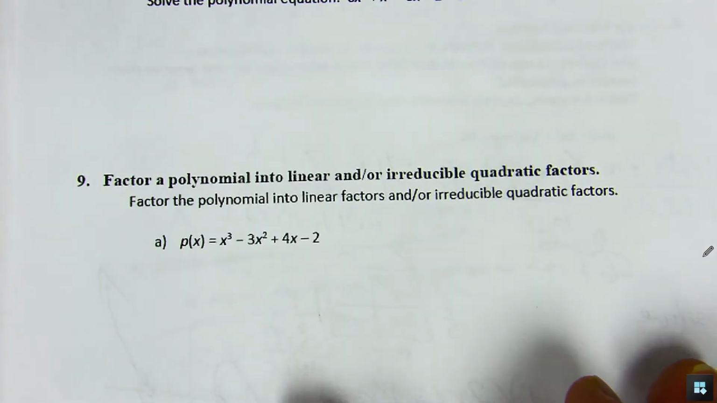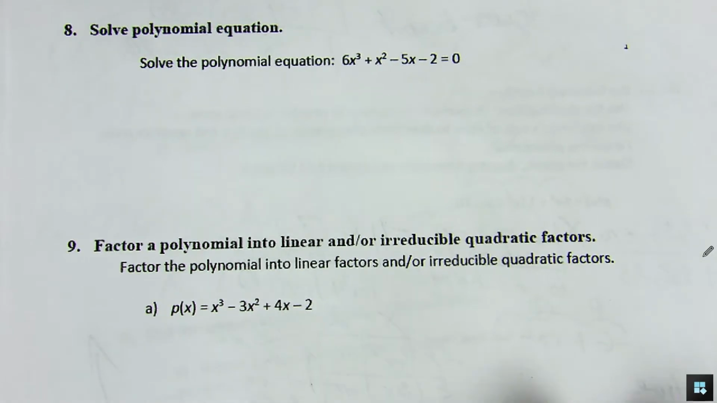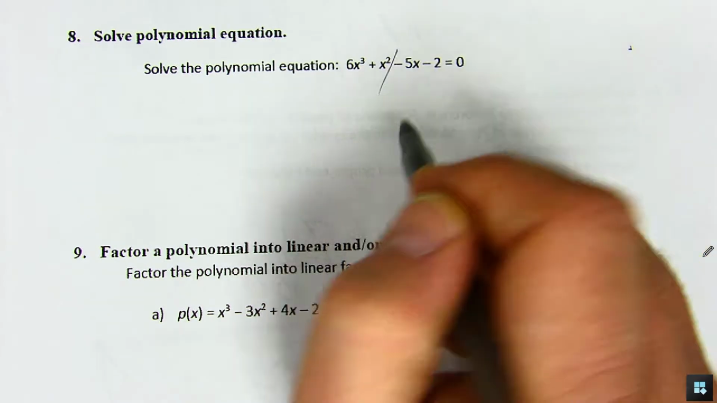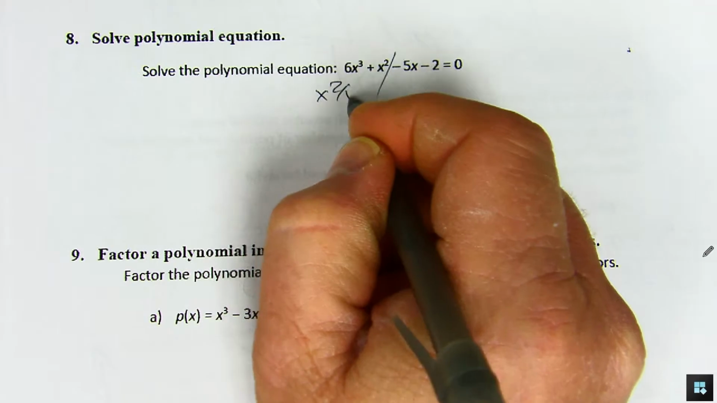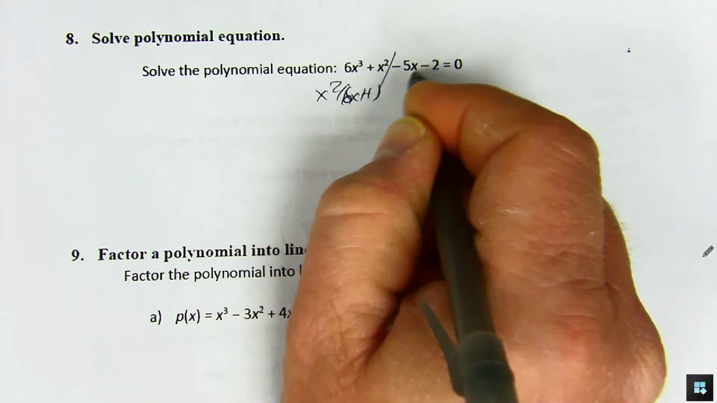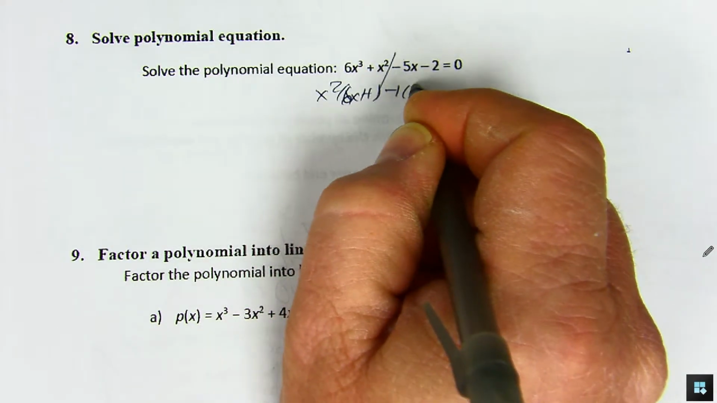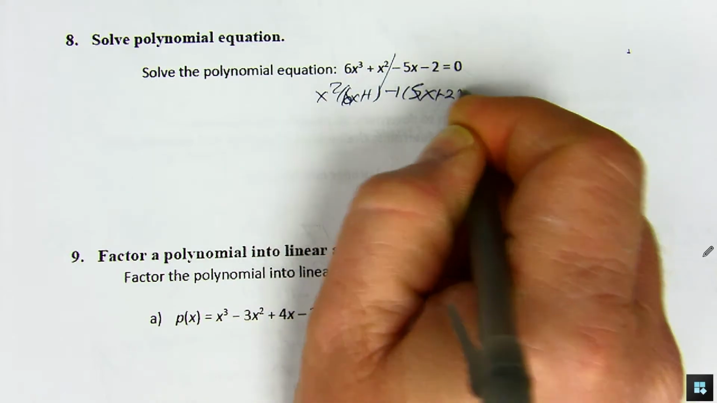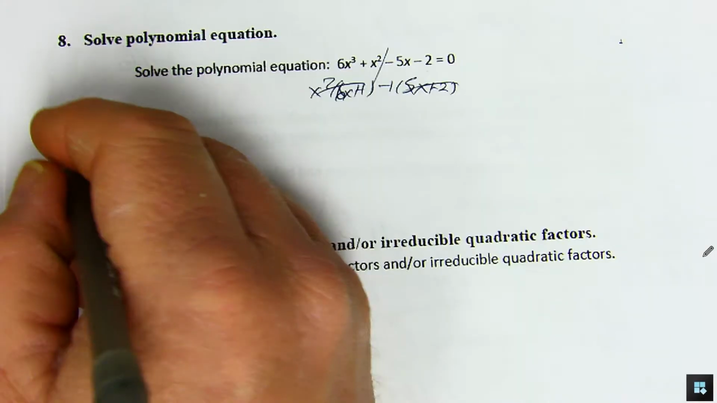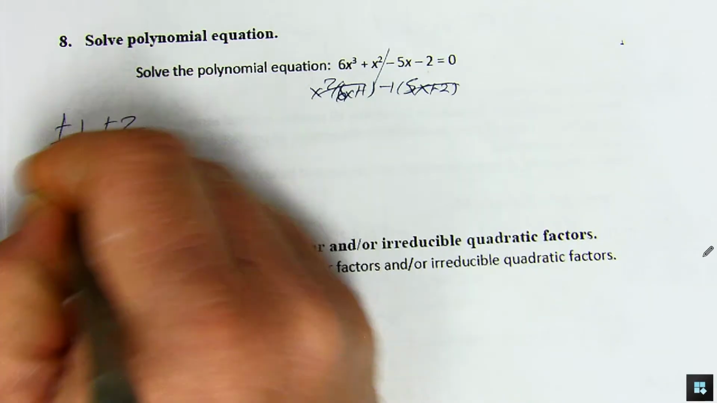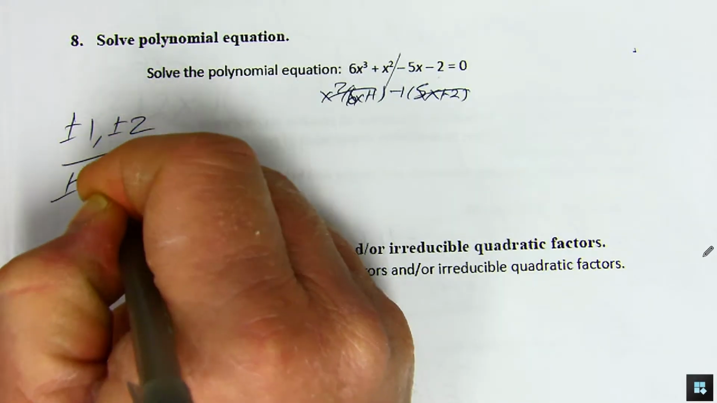Solve the polynomial equation. Here it is. It's equal to 0. If you can factor it, you'll find quickly it won't factor because the x squared is 6x plus 1. You only take out a negative 1 here, giving you 5x plus 2. These aren't the same, so you can't factor. So I take the rational root theorem, plus or minus 1, plus or minus 2 over these guys here.